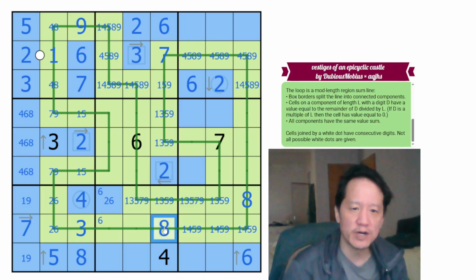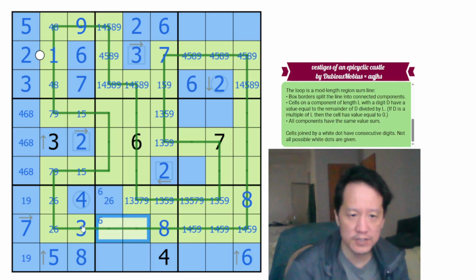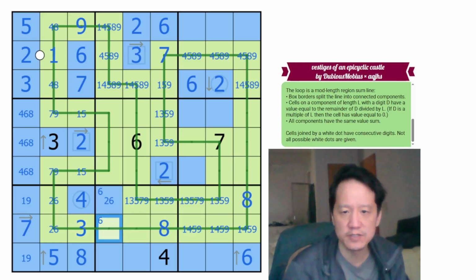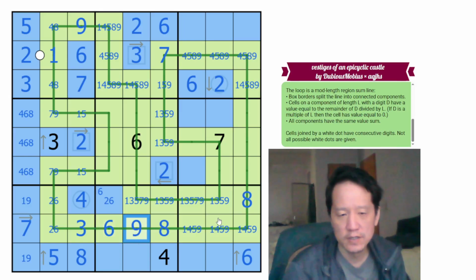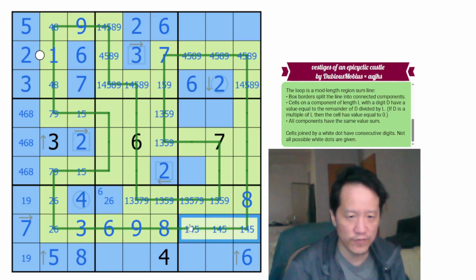This is a 2 mod 3. So we have to have 0 mod 3s in the rest, and 3 is already taken. So this has to be 6 and 9, because those are the only remaining 0 mod 3s left. So these can't be 9. This is 1, 4, and 5.